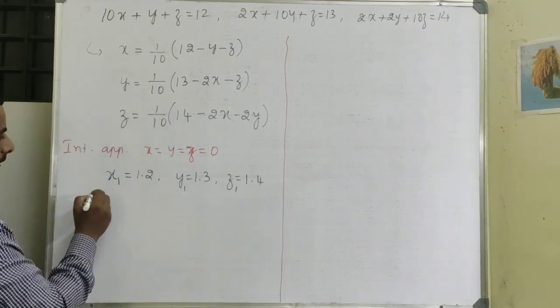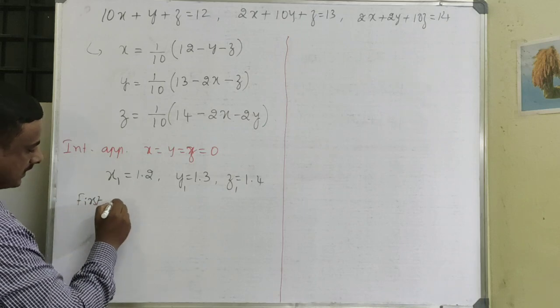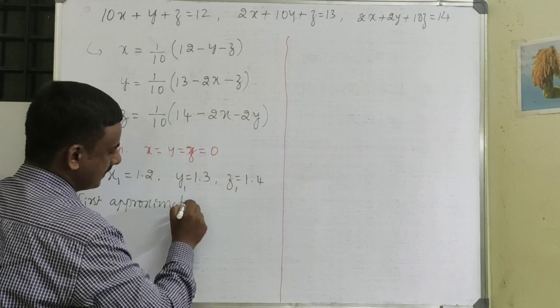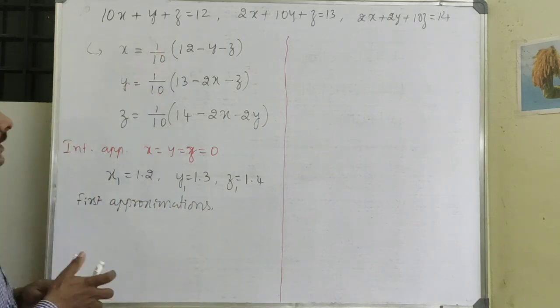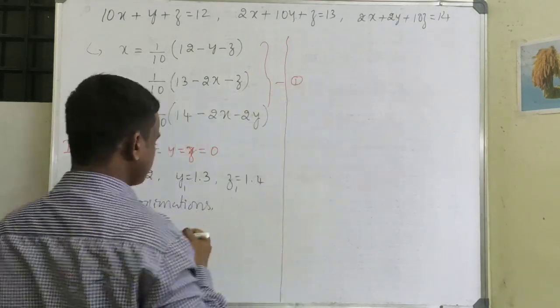These are called first approximations. Next, substitute these values in this system. So for my reference, I call this equation 1.